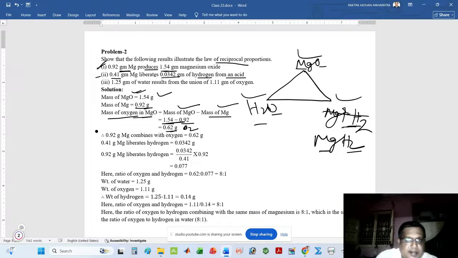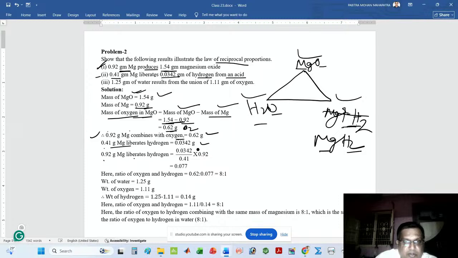So here I can write that 0.92 gram of magnesium combined with oxygen means 0.62 gram. That means 0.92 gram of magnesium needs 0.62 gram of oxygen. This is all about experiment one. Next, go to experiment two. Here 0.41 gram of magnesium liberates hydrogen, that is 0.0342 gram. Next, here 0.92 gram of magnesium liberates how much hydrogen?